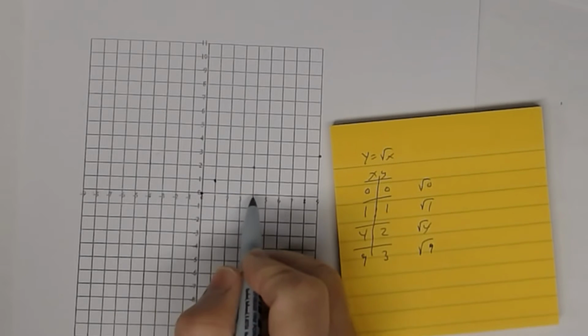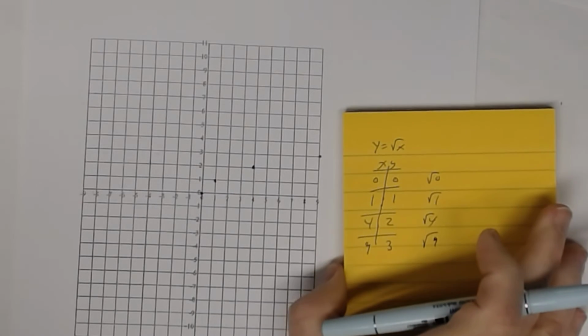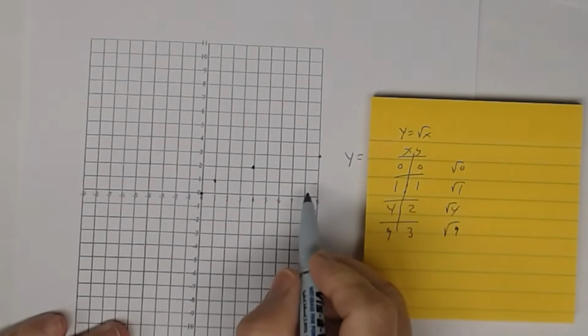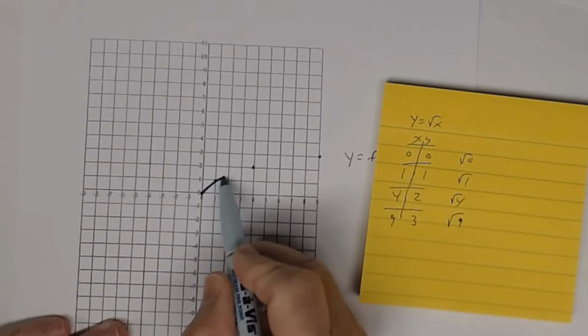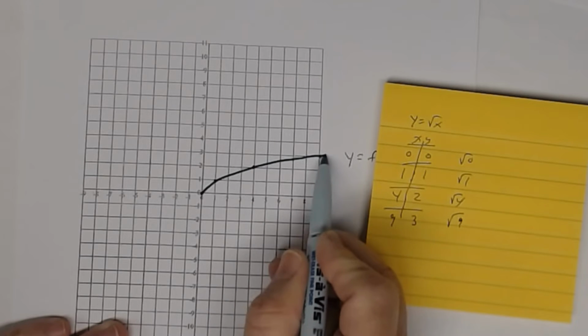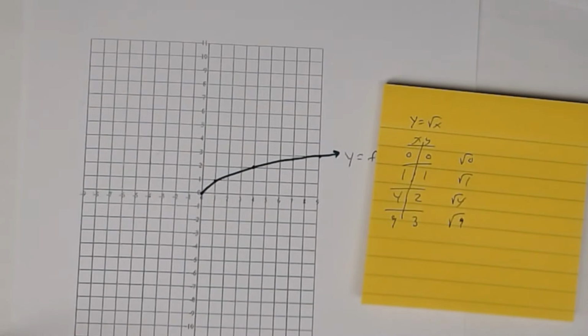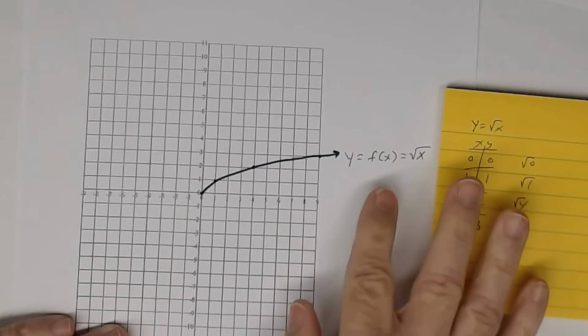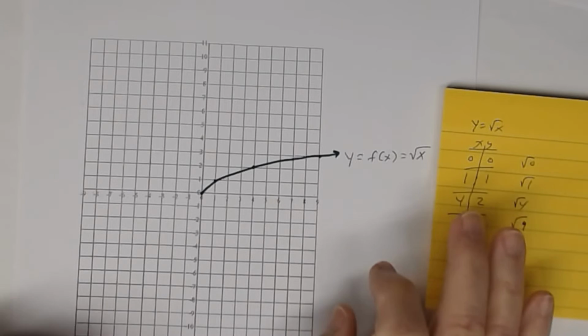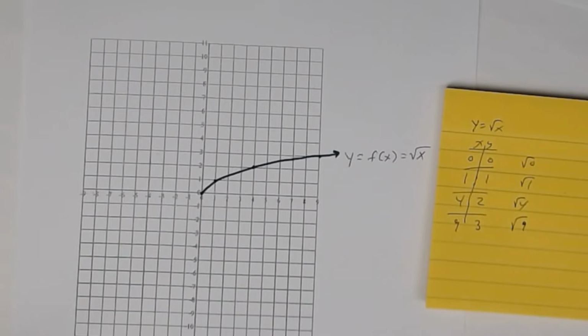Here's 1, 1 right here. Here's 4, 2. And then here is 9, 3 right here. So when I draw the graph, this green graph, hopefully you can see it as green, this green graph is the function square root of x. And remember, that's the parent function. Square root of x would be considered a parent function.